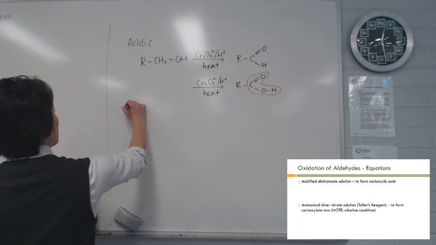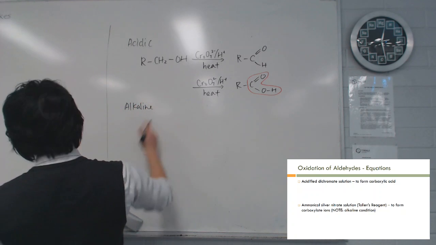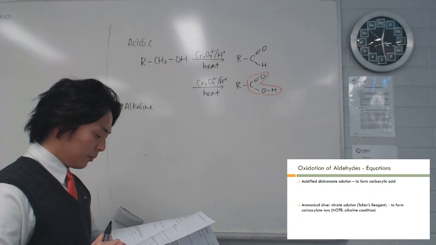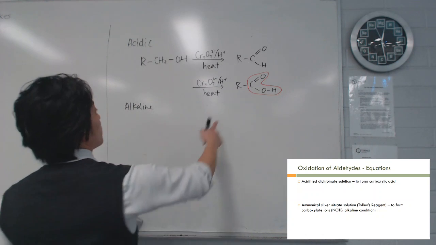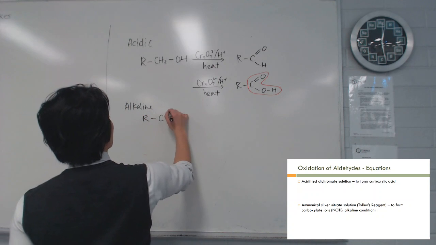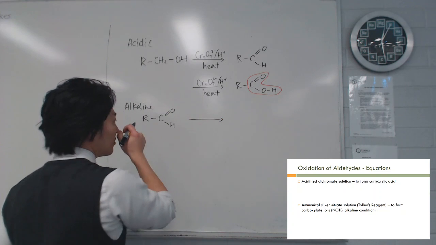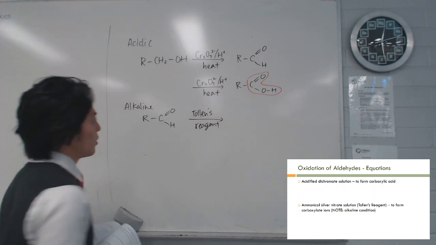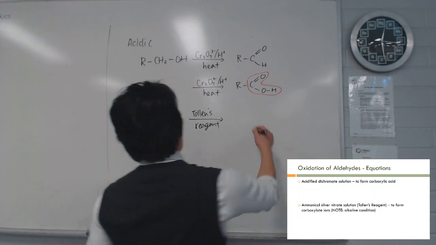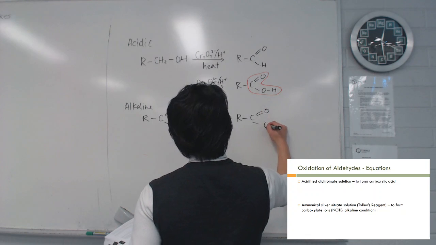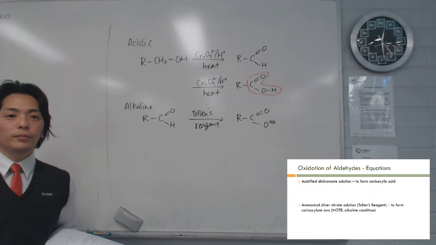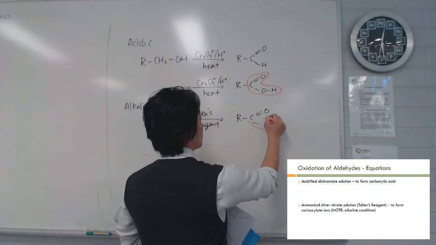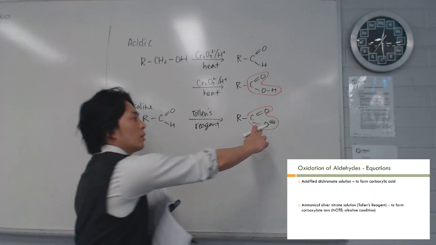Whereas if you did that in alkaline condition, well, let's just start with some aldehyde, RCHO. Using Tollens reagent, what you will get will be RCOO with a minus on it. So instead of carboxylic acid, you will have carboxylate ion.